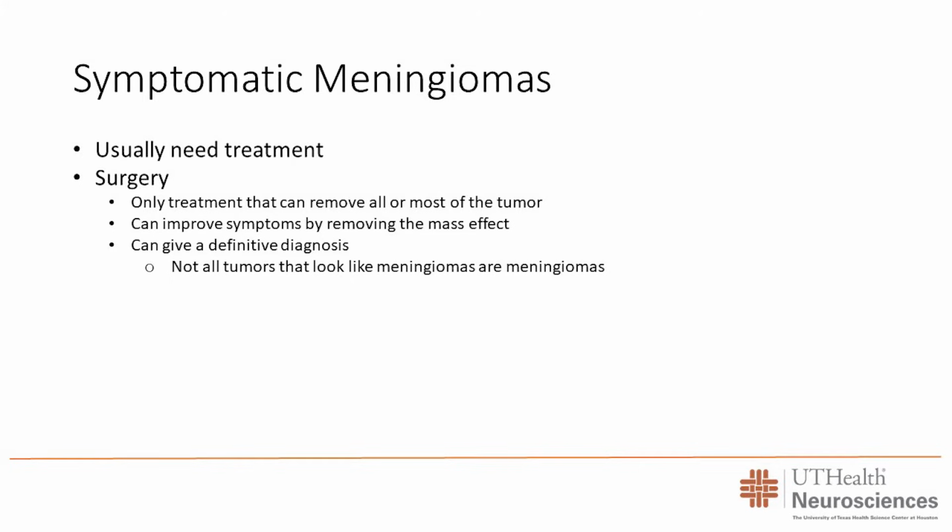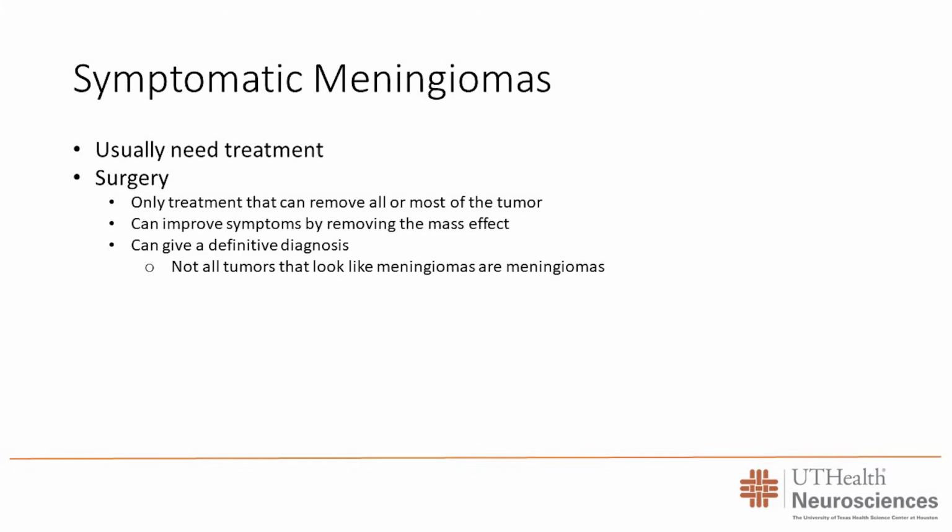So what if it's a symptomatic meningioma? Well, most of the time we will treat that tumor. And there are two options, and I can talk to you about both. First is surgery, where we actually go in and remove the tumor. Most meningiomas are in good locations because, as you saw from the pictures I showed you earlier, the meningiomas are right under your skull, between your skull and the brain.